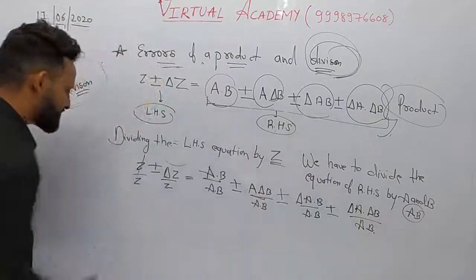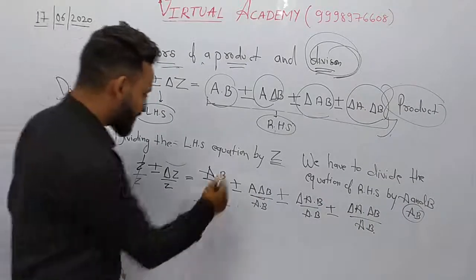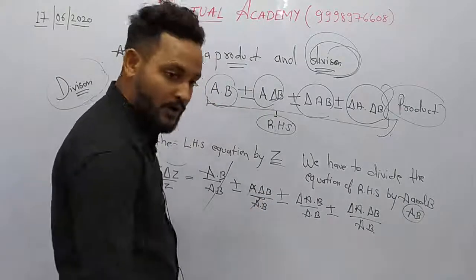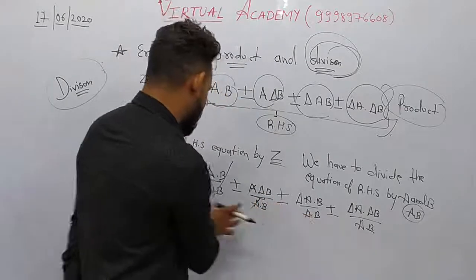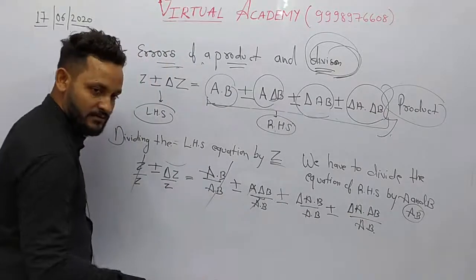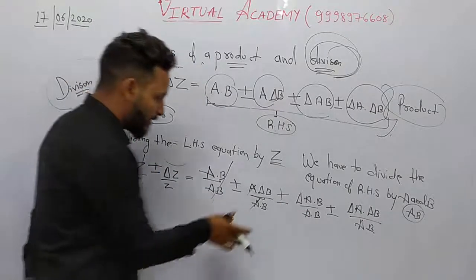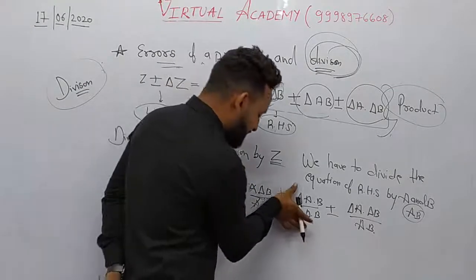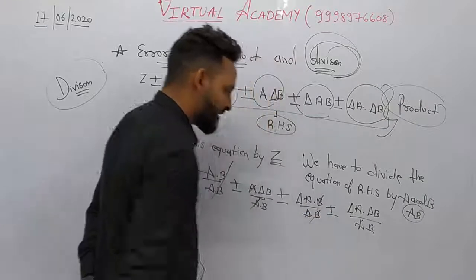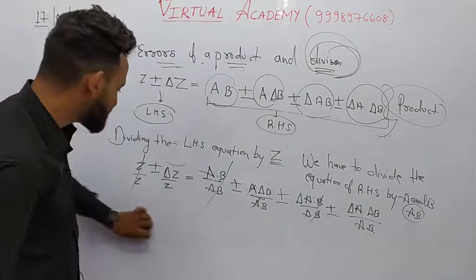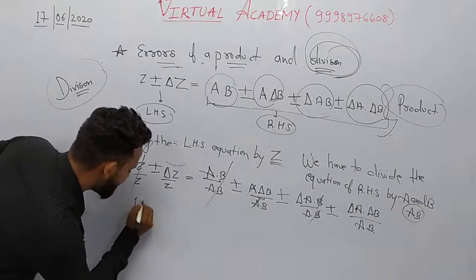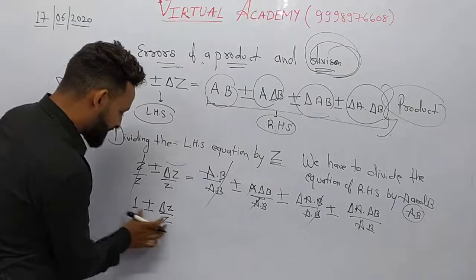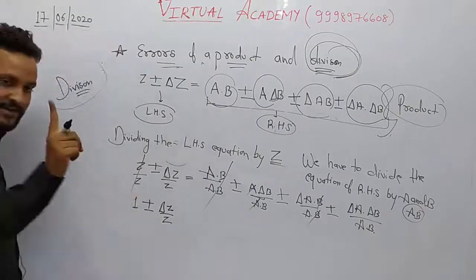So this is cancelled, this is cancelled. Now this is also cancelled. In this term, A and A are cancelled. Now what about the second? What about the third term? In the first term, both terms are cancelled. Divide, it's a 1. Now in the second term, A is cancelled, delta B is there. Now in the third term, B and B cancel out. Clear? So what does our equation become? 1 plus minus delta Z upon Z. Clear? 1 plus minus delta Z, because Z divided by Z means 1.